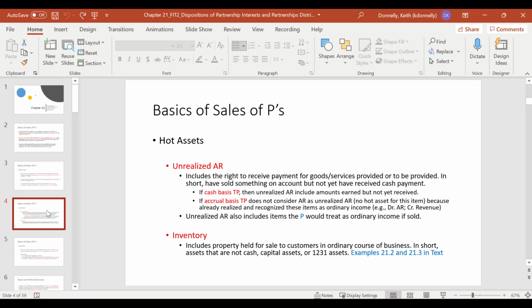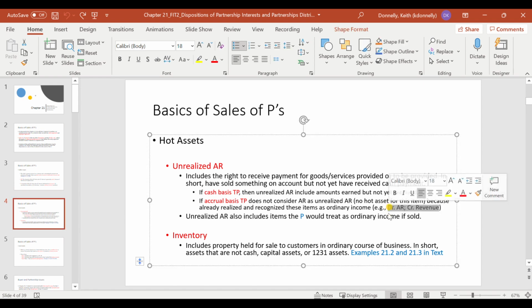Accrual basis taxpayers, we don't have to worry about this as much with accounts receivable, because we've already recognized the revenue. We have the revenue and the ordinary income right here at the time of sale. Inventory, obviously, is something that if we sold in the partnership would generate ordinary income. So when we sell our partnership interest, we have to look at our attributable share of that ordinary income when we're recharacterizing the gain.